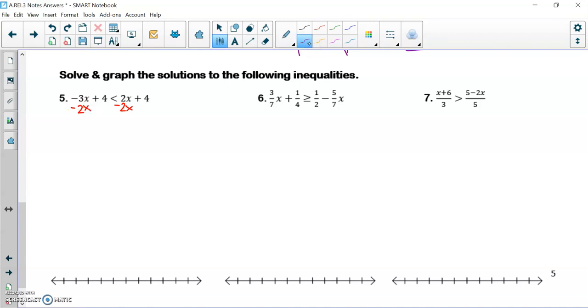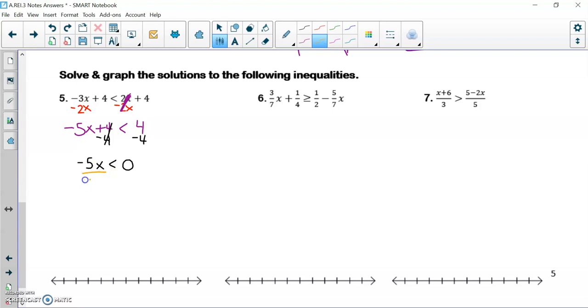So a negative 3x minus a 2x is a negative 5x, and then plus a 4, which will be less than a 2x minus a 2x cancels, and I wind up with a 4. Now I'm going to subtract my 4 over, and I wind up with a negative 5x is less than, and a 4 minus a 4 is a 0. We're not just going to cross off the 4's because we do still need to have a number on the right side, and that number is 0.